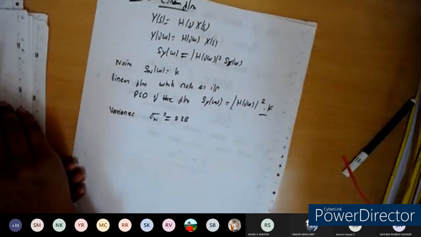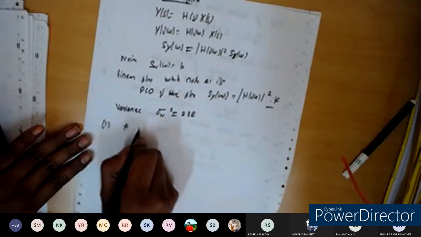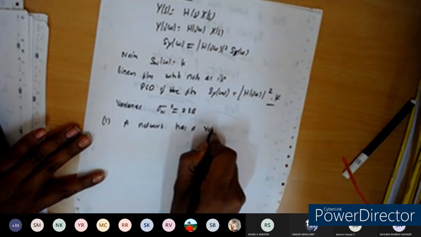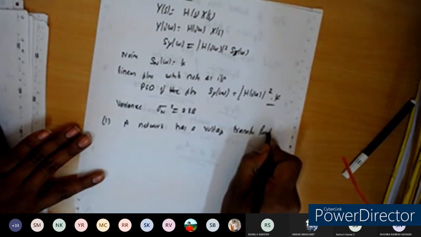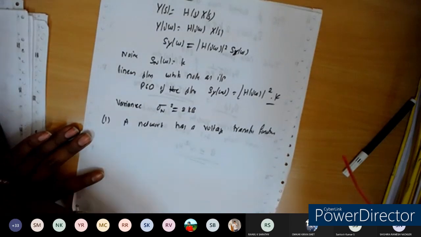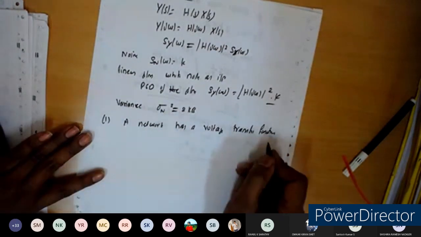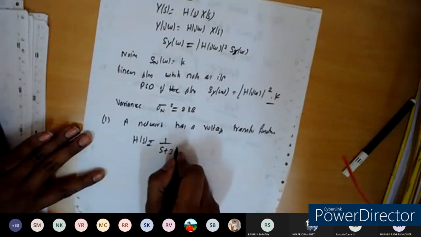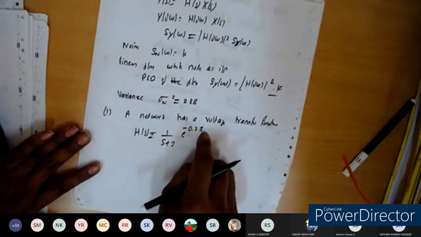So let us see one problem on this one. A network has a voltage transfer function H of s is equal to 1 divided by s plus 3, into e to the power of minus 0.2s.